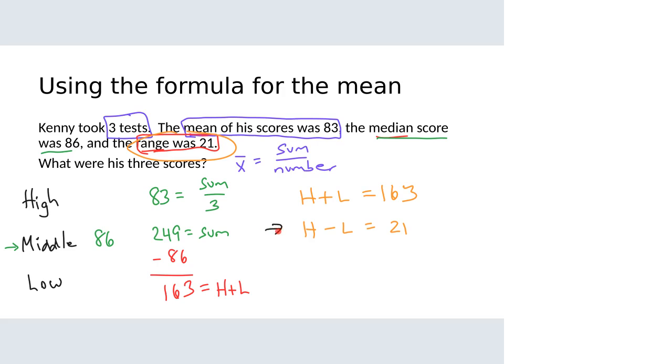In this bottom equation right here, I'm going to add L to both sides. These are going to cancel, and now I've got H is equal to 21 plus L. So H is 21 plus L, and now I'm going to substitute. I'm going to take this 21 plus L and substitute that in for H in the other equation.